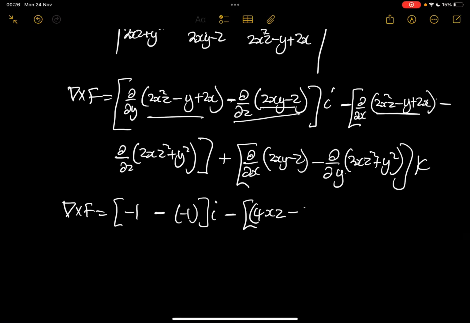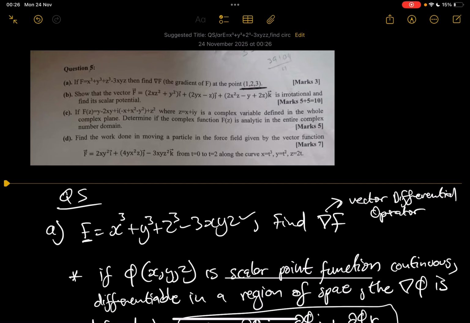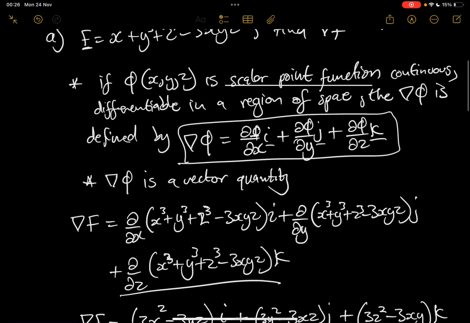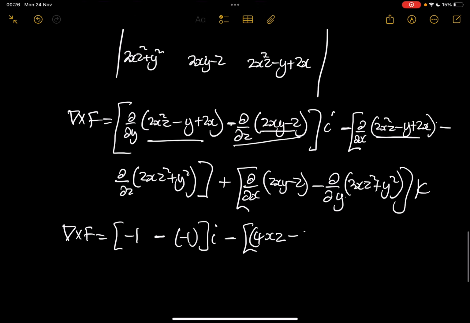With respect to x, and then this is going to be... I'm sorry, let me just confirm this. This is z not x, yes. I think I made a mistake when I was writing this. This is z not x.